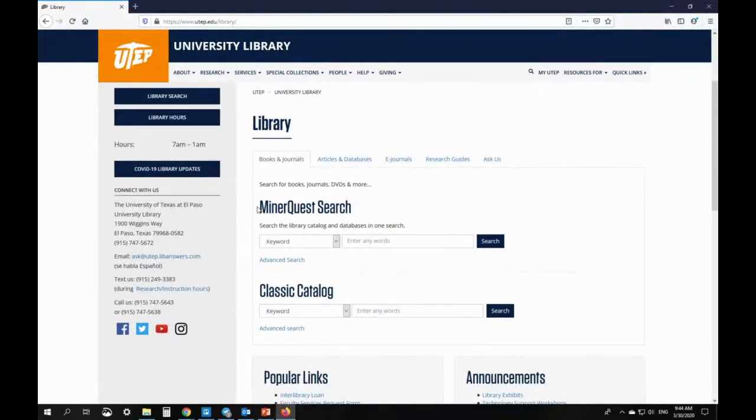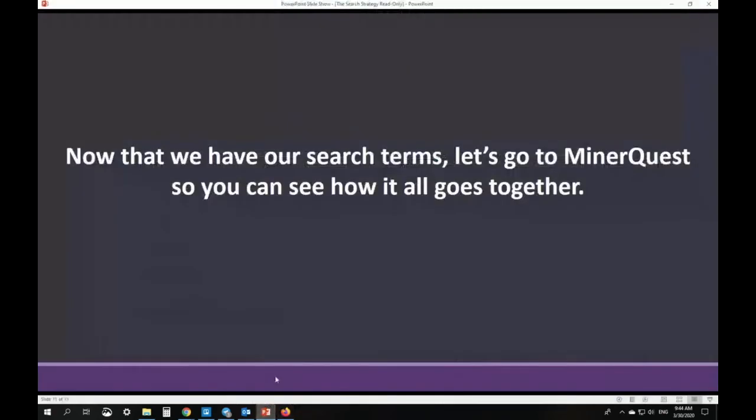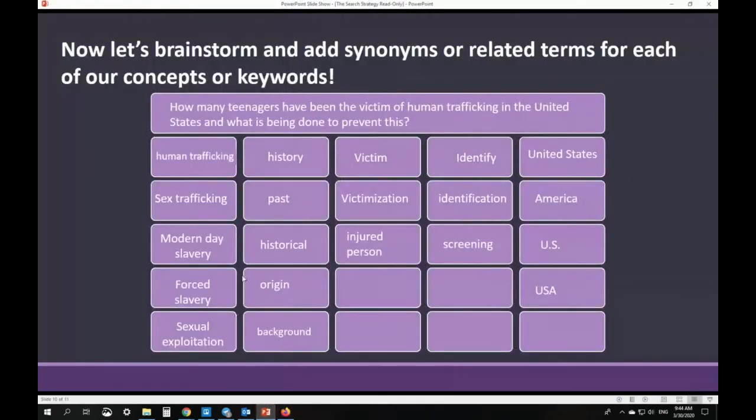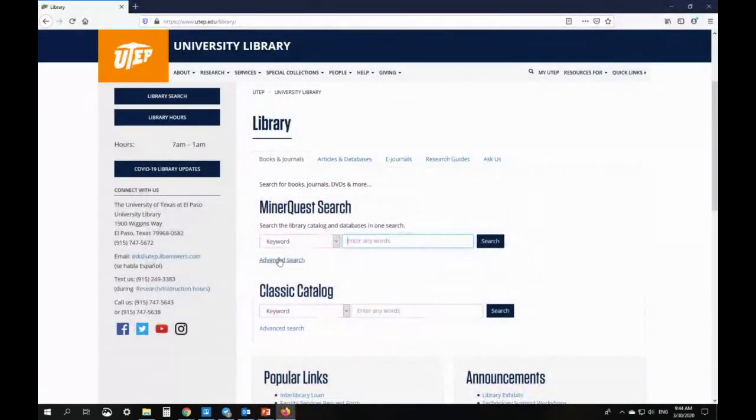If you scroll down to the middle of the page, you'll see the MinerQuest search. When you're looking for a basic search, you can type in one word here. Because in our graphic organizer we have five different columns with multiple words, I'm going to click on Advanced Search.